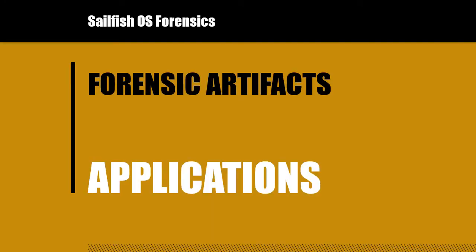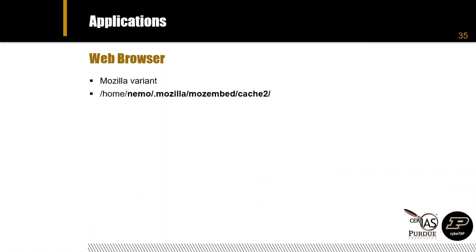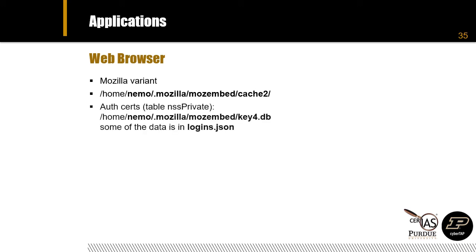This section covers forensics artifacts pertinent to different applications. The first application we cover is the web browser, which is a version of Mozilla. Its settings are stored in Home Nemo Mozilla Mozembed. The cache of this browser is stored under Cache 2.